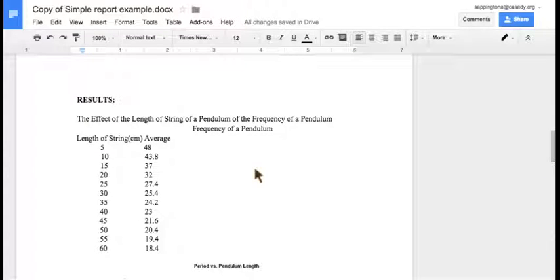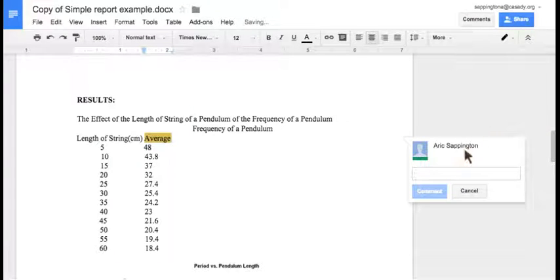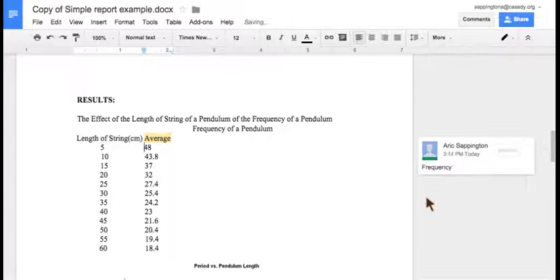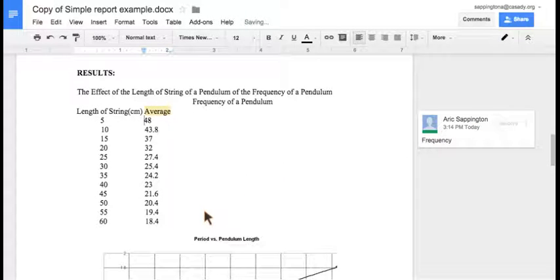First, you need to have labeled a vertical column for the independent variable. And here they have the length of the string, and a labeled vertical column for the DV. They have just average, so really they should have included the frequency up here. So whenever there's a problem, just comment on it and tell them what they need to do. They need to have frequency. But other than that, everything looks good.